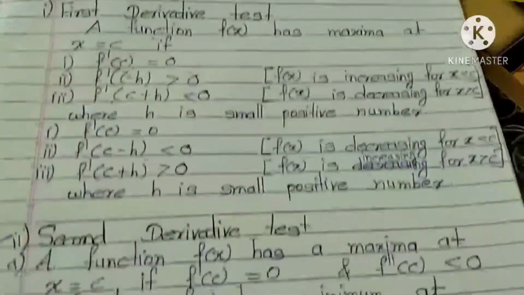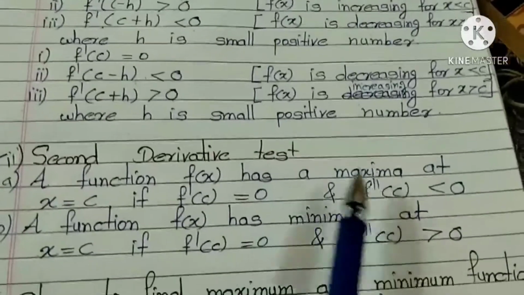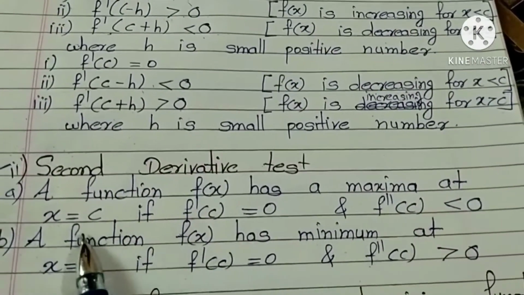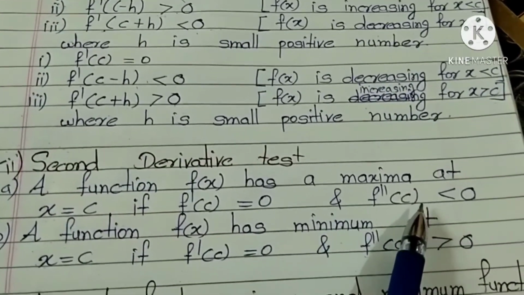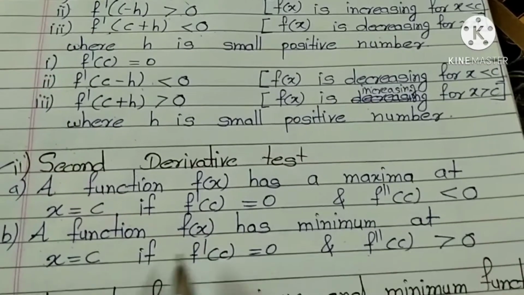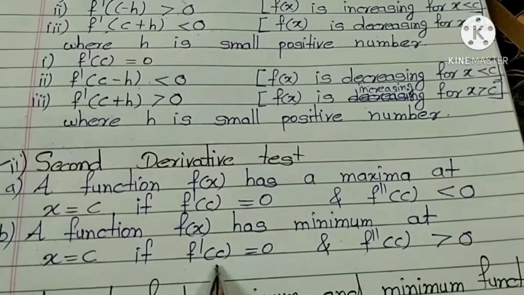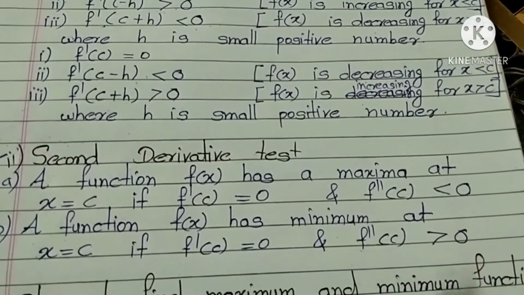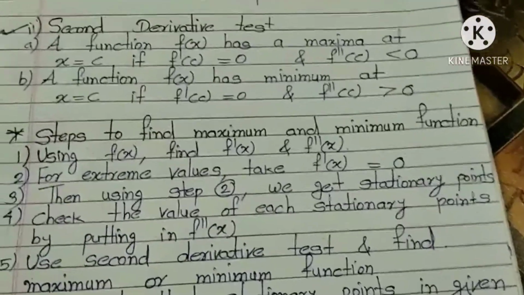Now this is very important, the second derivative test. A function f of x has maxima at x equal to c if f dash of c is equal to 0 and f double dash of c is less than 0, and a function f of x has minima at x equal to c if f dash of c is equal to 0 and f double dash of c is greater than 0. Now there are some steps to find the maximum and minimum of a function.